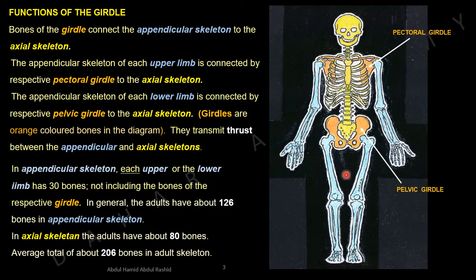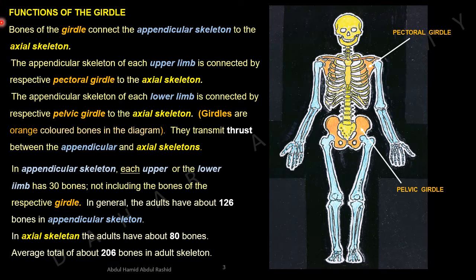Look at the diagram first. This is the skeleton. The yellow colored bones are bones of the axial skeleton. The light blue colored bones are bones of the appendicular skeleton. This is girdle, pectoral girdle and pelvic girdle. They are light orange in color.